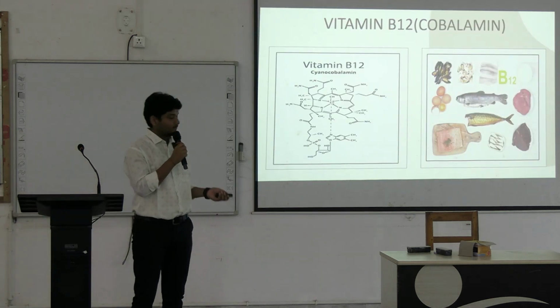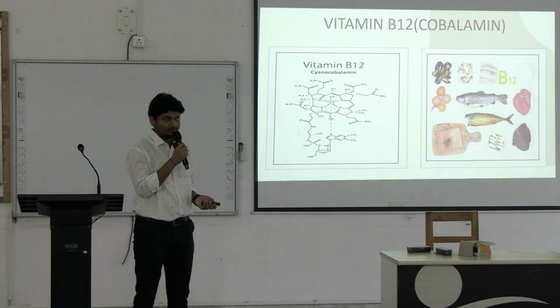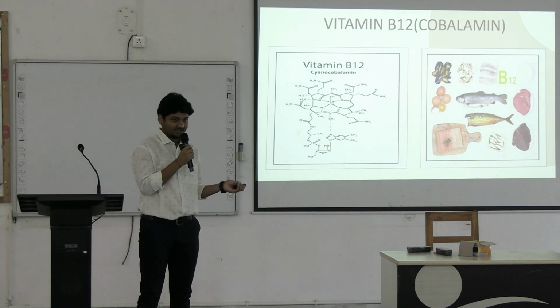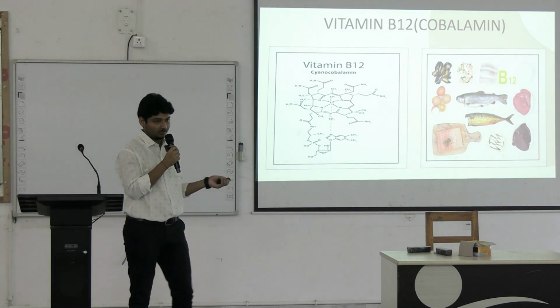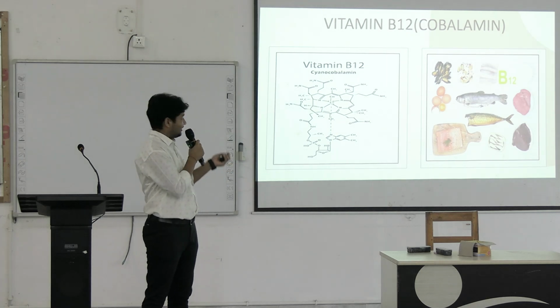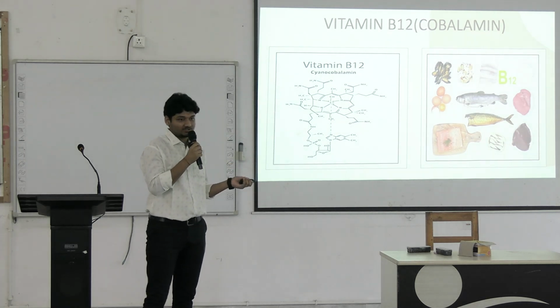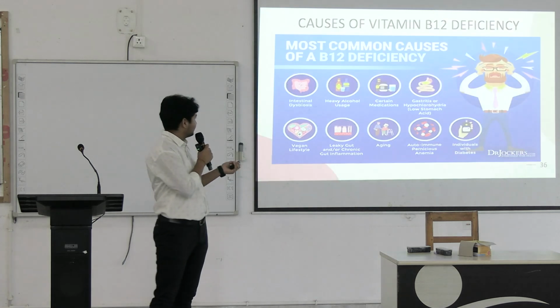So, vitamin B12, also known as cyanocobalamin, has cobalamin in its structure, with cobalt in its structure. Main sources are mainly non-veg. Non-veg is the main source of vitamin B12, but some veg sources like seaweeds are also present as a source of vitamin B12.